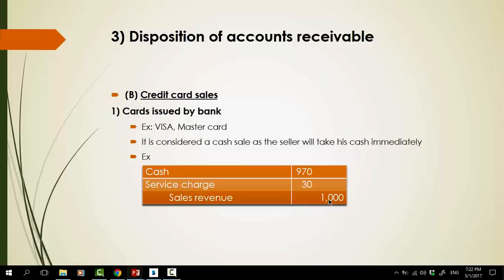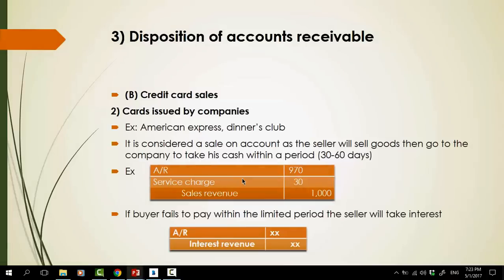But the bank will take a service charge in exchange for this service. The bank facilitates the selling process, then it will take a service charge in exchange for this service. The service charge here in this problem is 3% from the sales, 3% from 1,000,000, which is 30,000. Then I will collect 970,000.